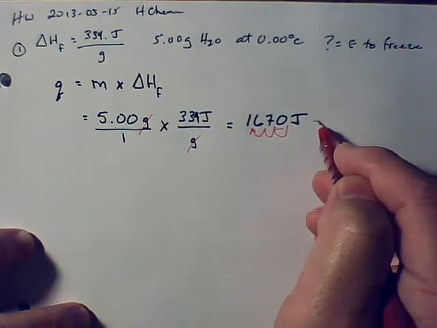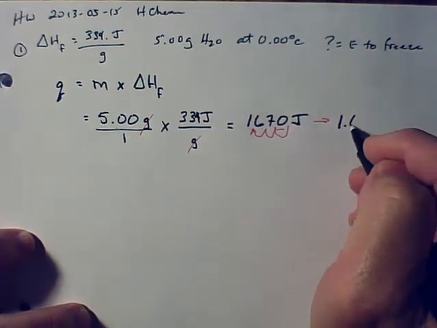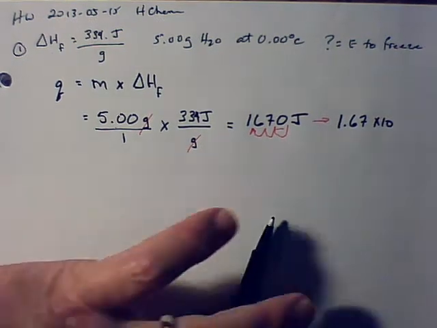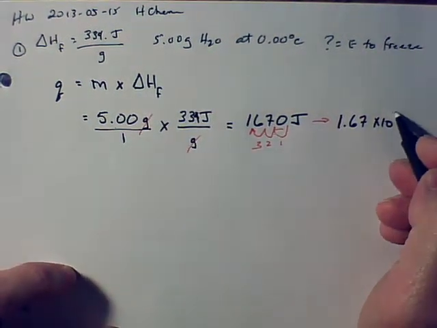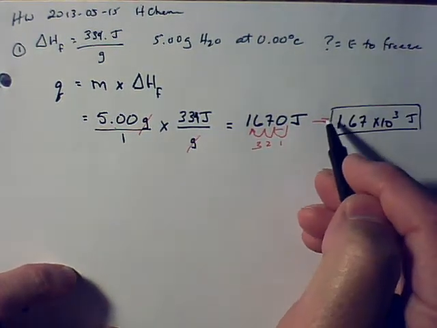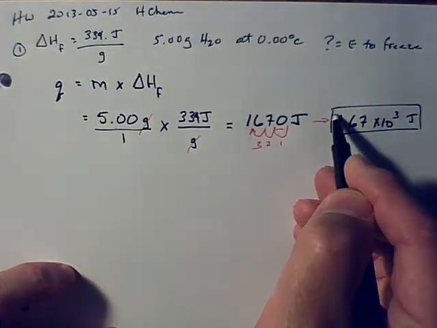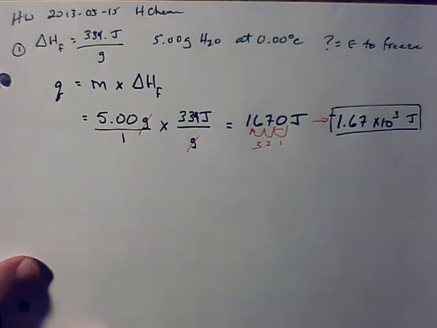Okay, so now we're ready to round this off. 1.67 times 10 to the, we moved it to the left 1, 2, 3 places, so it's times 10 to the 3rd power joules. Now what's happening is this system here is losing energy, so this has to be a negative number. Okay, we're removing negative 1.67 times 10 to the 3rd joules from the water.